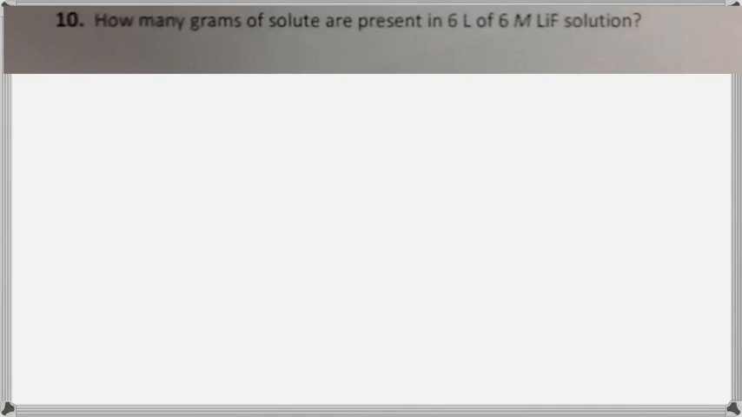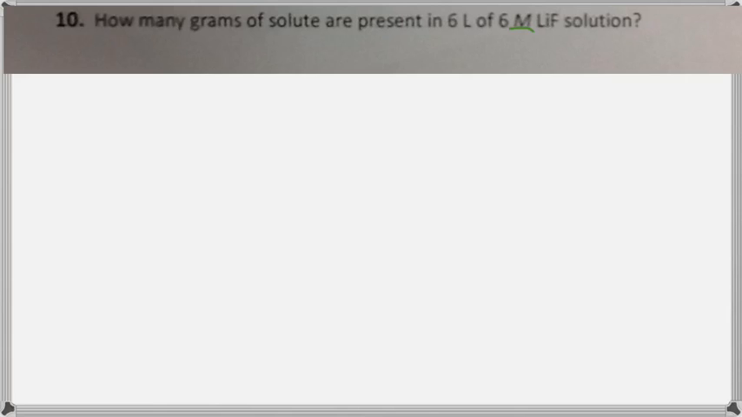Okay, this is conchem unit 15 review, question 10. How many grams of solute are present in 6 liters of a 6 molar lithium fluoride solution? So the first rule that I've told you guys to follow every single time you see a question like this is when you see that capital M, that means molarity, which means that you need to get rid of it and you need to turn it into its proper units.